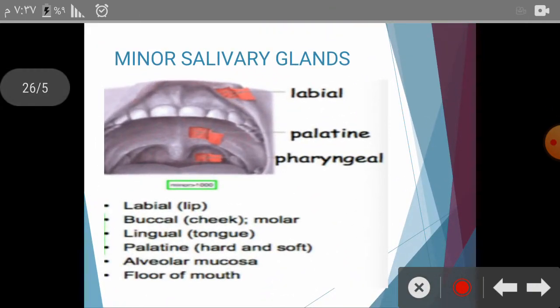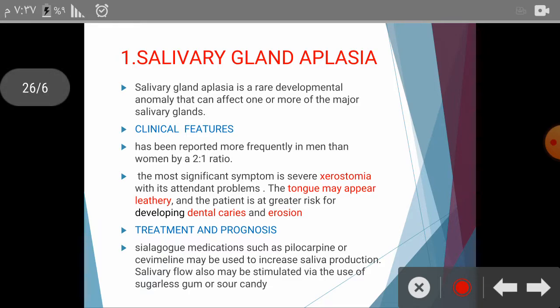The minor salivary glands are distributed in different parts of the mouth, like the labial, buccal, lingual, palatal, and alveolar mucosa, and the floor of the mouth. Salivary gland aplasia is a rare developmental anomaly that can affect one or more of the major salivary glands. It is reported more frequently in men than women by a 2-to-1 ratio.